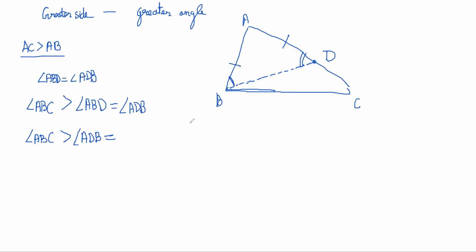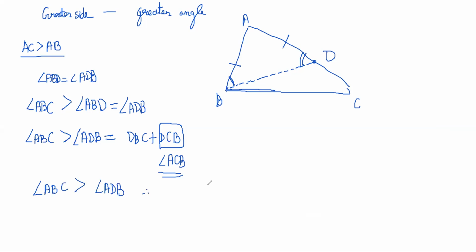So it is equal to DBC plus DCB. And DCB is the angle that we want, right? DCB is angle ACB, right? Yes. DCB is just ACB by another name. So we have proved that angle ABC is greater than angle ADB. Therefore, angle ABC is greater than angle ACB, right?